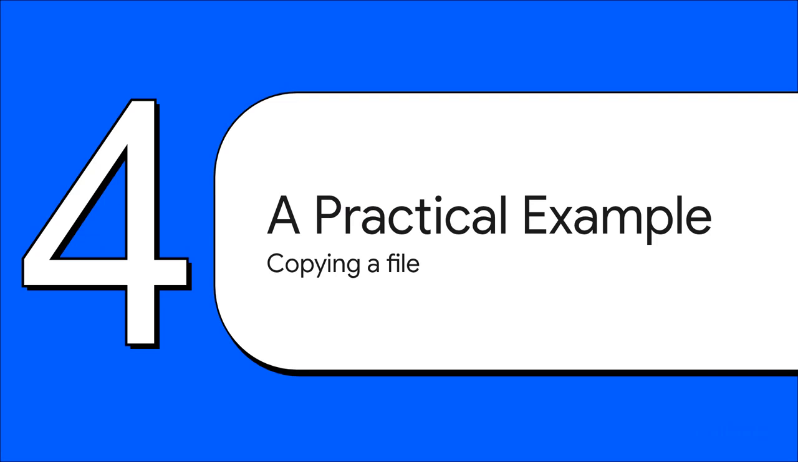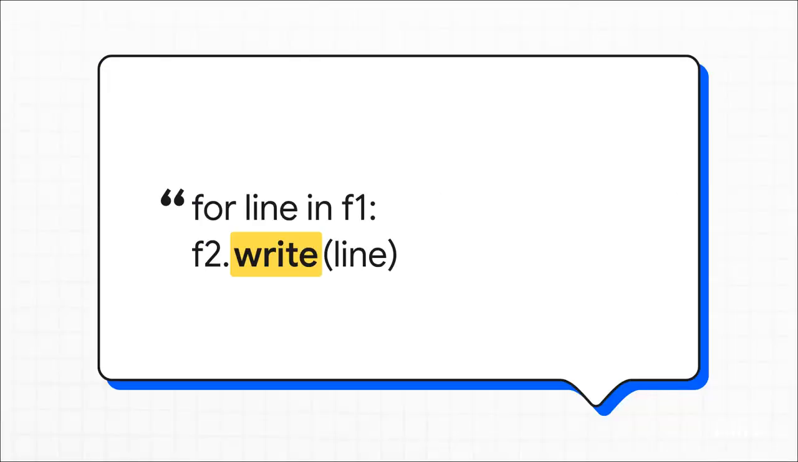Okay, theory is one thing, but let's put all this together with a real-world task. Let's say we want to make a backup copy of a file. We can do this really easily by reading from one file and writing to another, combining everything we've just talked about. All right, let's break this down. First, we open our source file data.txt in read mode, and we'll call that F1. Then, right after, we open our destination file copy.txt in write mode, giving us a nice blank slate, and we'll call that F2.